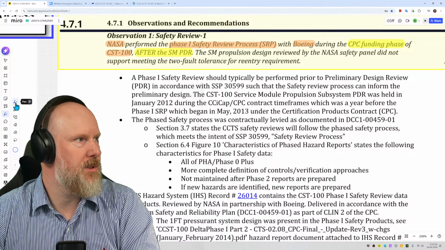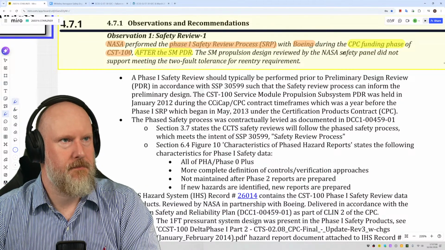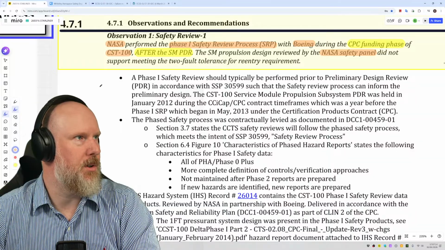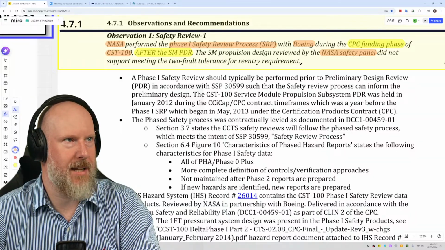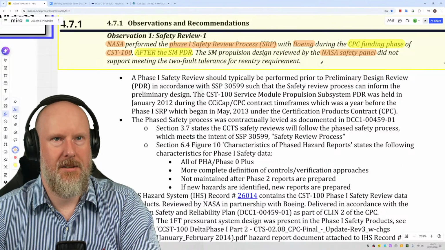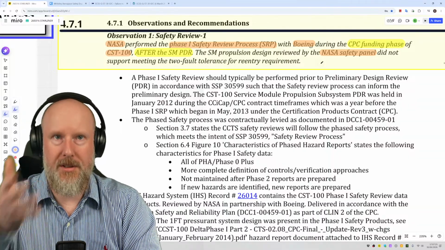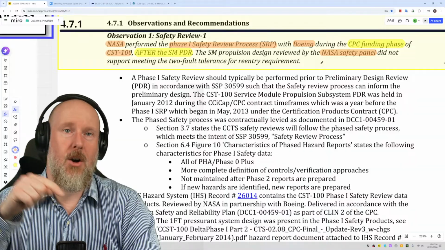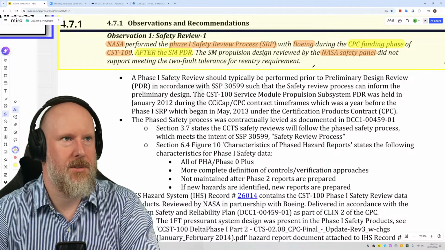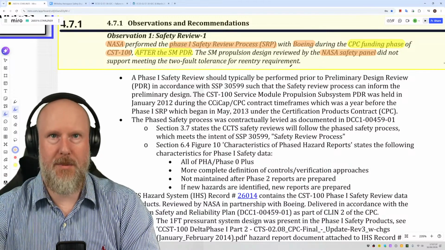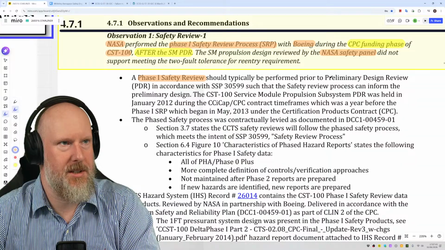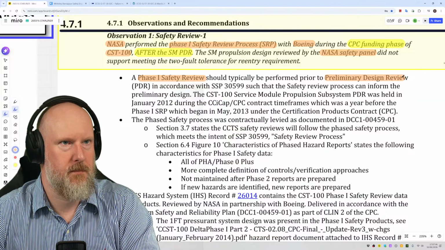The service module propulsion system design, reviewed by the NASA safety panel, did not support meeting the 2 fault tolerance for re-entry requirement. So was it the design didn't support the 2 fault tolerance requirement, which I think is what it is, or is it also that the safety panel did not support the meeting of those requirements? It's a bit ambiguous. I'm sure it'll become clearer as we go through this. So the phase 1 safety review should typically be performed prior to the preliminary design review.